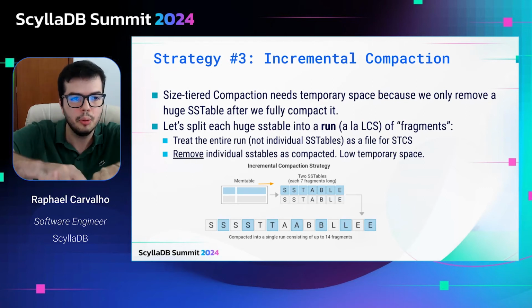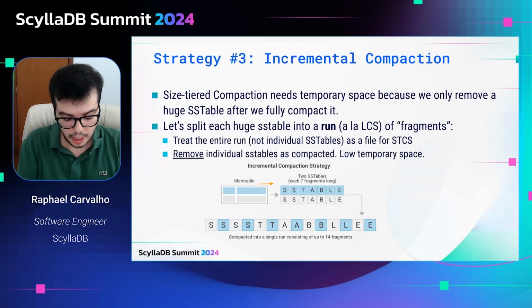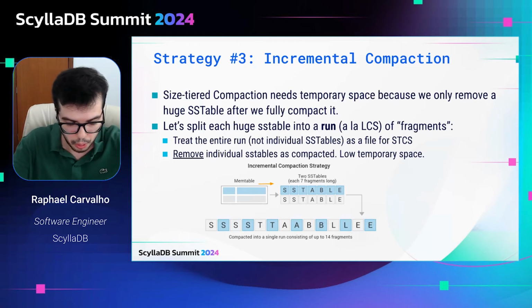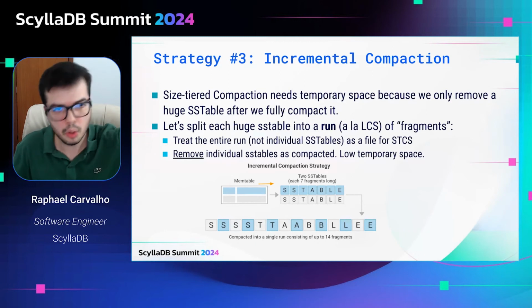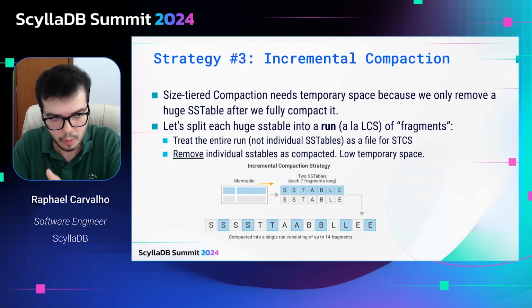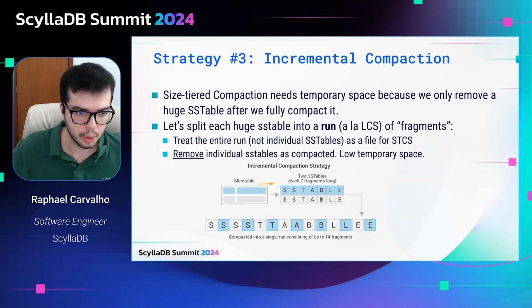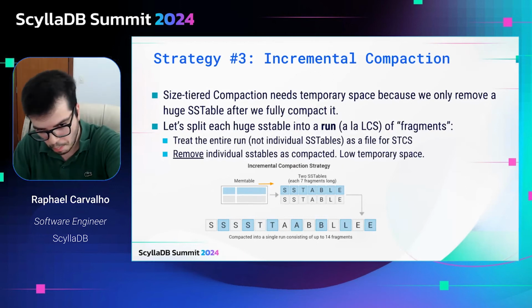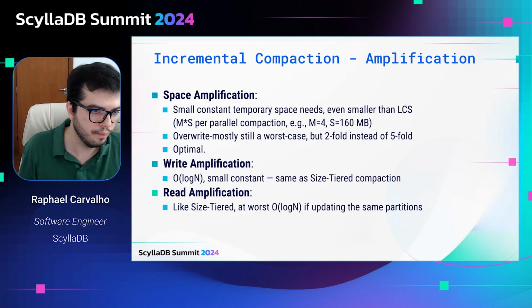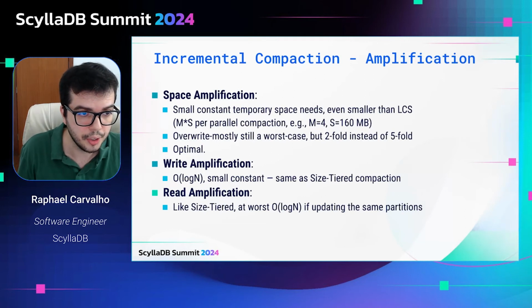So the idea is that you bring that feature, that property of leveled compaction, where you break those large SSTables into pieces, which allows compaction to work on a subset of the data at a time rather than having to keep the whole input data open until compaction is over. So the space amplification is much lower than in ScyllaDB, and it's very similar to leveled compaction strategy.